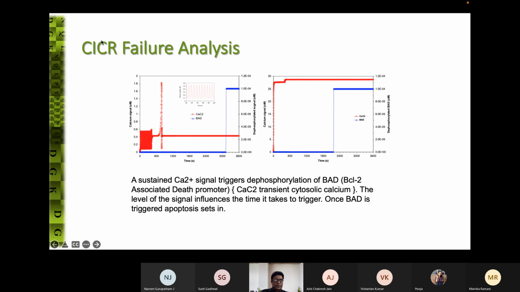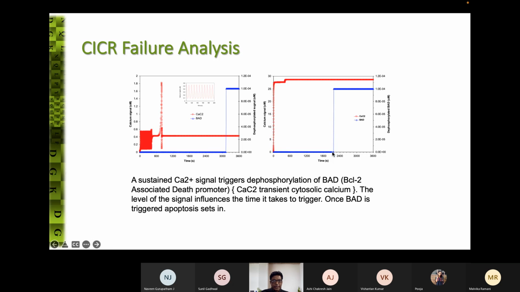Whereas if one of these proteins was not functioning, either calcineurin or calmodulin or some of them, if they're not working properly, then right from the beginning you'll have a high amount of calcium in the system. So you don't see the oscillation structure anyway, and then you start seeing this high amount of calcium coming up, which is what I said, a sustained amount of calcium in the cell. And because of that, you'll find that this BAD signal triggers in much earlier.